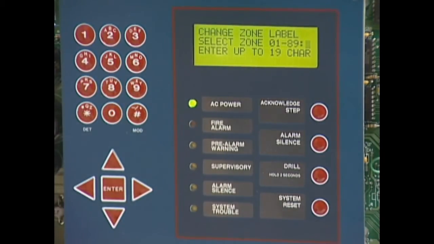Now in here it'll ask you what zone you'd like to change, and it'll ask you 01 through 89. That's how many software zones you can have on this panel. You press that number and then you can enter up to a 19-character zone label.